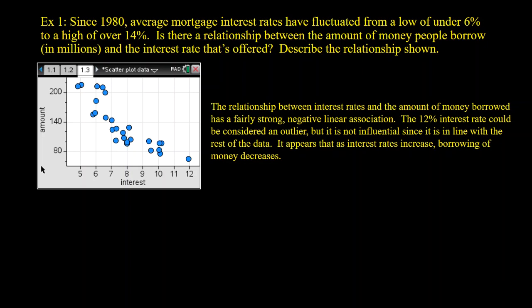So the association between interest rate and money borrowed is fairly strong. That's the strength right there. It fits a line pretty well. Negative, because it's decreasing, linear association. So negative is the direction, linear is the form.